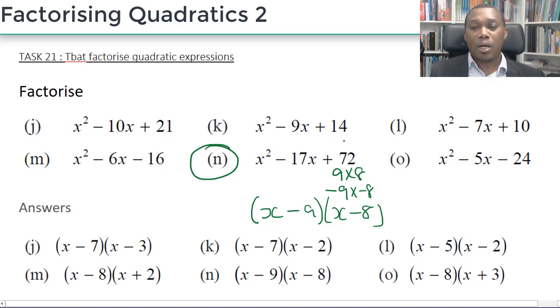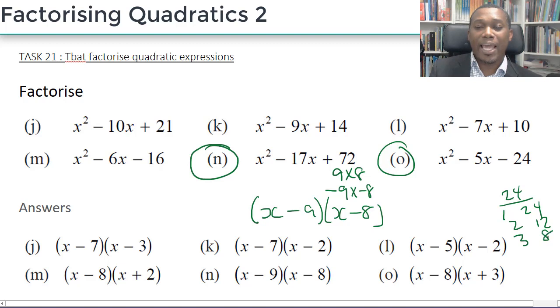And another one, okay, I'll look at o, minus 24. You're thinking factors of 24, and you want a difference of 5. So 1 and 24, 2 and 12, 3 and 8. That's where the 3 and the 8 are coming from. One of them has to be negative, and your choice for negative has to be the bigger number, to get the minus 5. If you do minus 8 plus 3, you get that minus 5. So that is why the answer is x minus 8, x plus 3.